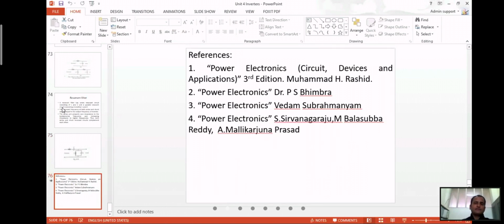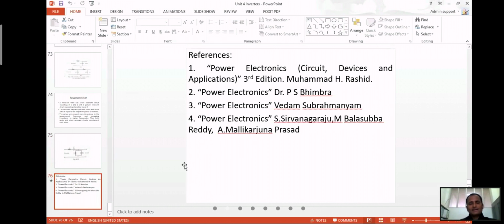All these notes I have taken from these books. You can refer to them if you want to go into detail. PS Bimbhra, I think you have a soft copy, and Rashid also you have a soft copy. All the notes and references are from these textbooks. Please go through all this in detail so that you know about inverters and how they are used, because I feel these things are quite important for you.